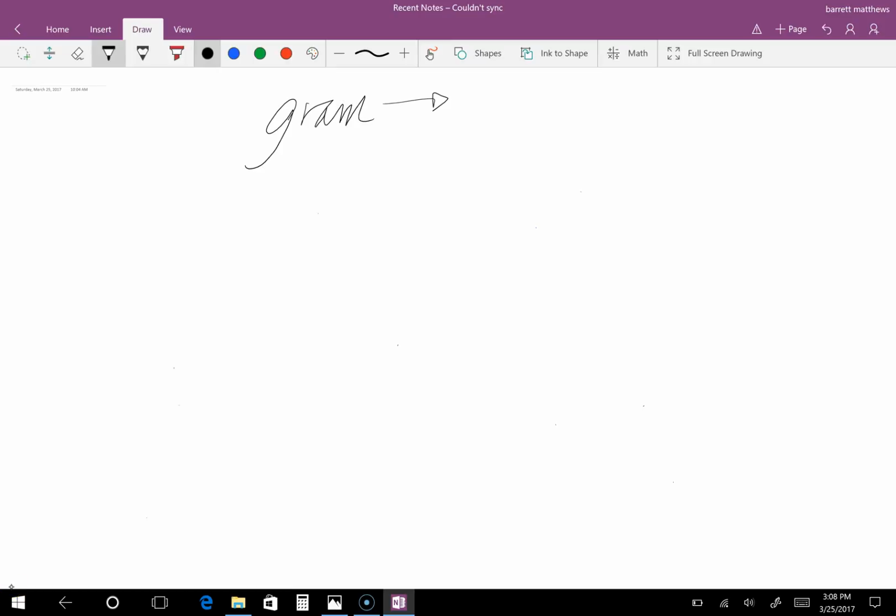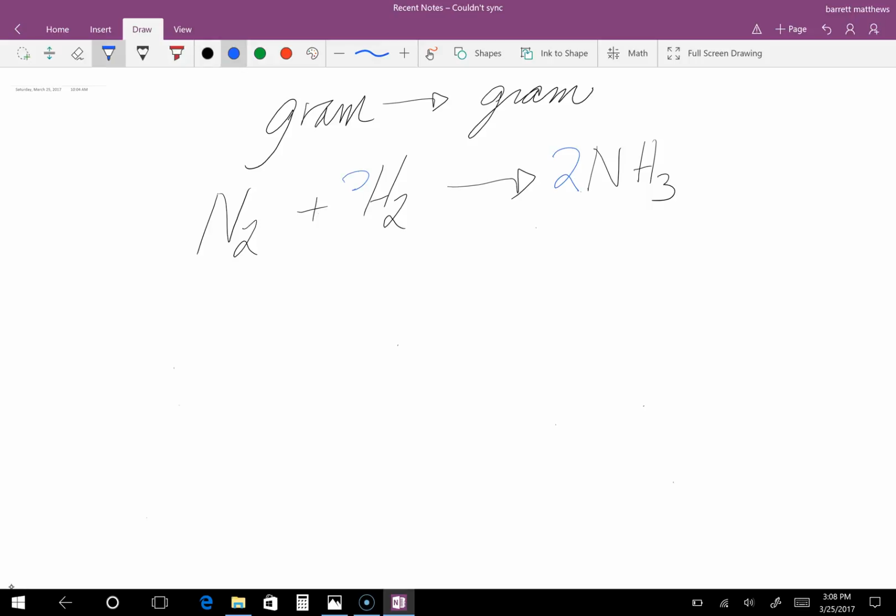Welcome back. Let's take a look at some stoichiometry conversions, converting grams of one chemical or substance to grams of another chemical or substance. So we will use the simple equation for producing ammonia as our equation. I will use blue for the coefficients. And now I will write out a problem for us to solve.